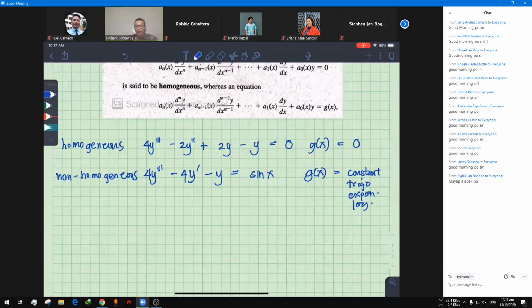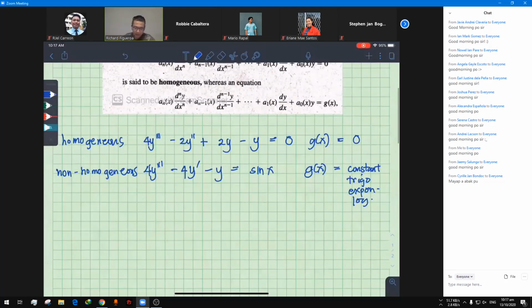Now, let's proceed with the characteristics of the solution of a differential equation. Before we proceed to the examples, let's take a look at the characteristics. So how do I know whether these sets of solutions are really solutions without substituting them into the original differential equation? Let's have some properties here.